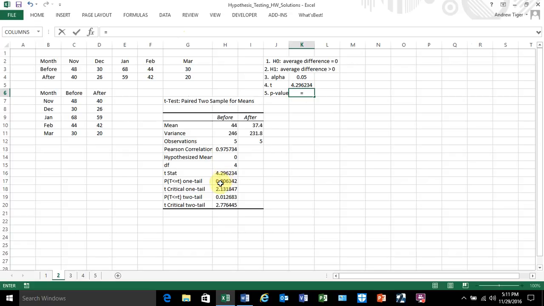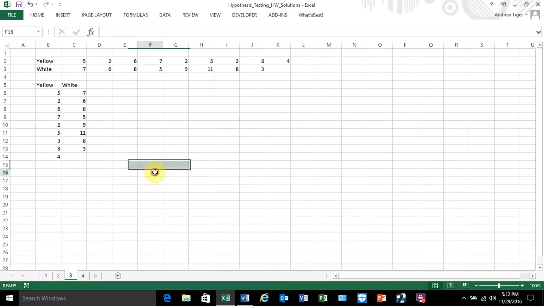Statistical conclusion: the p-value is less than alpha. We're going to reject the null hypothesis, and the practical conclusion is that expenses went down. We have evidence that the medical expenses statistically went down.